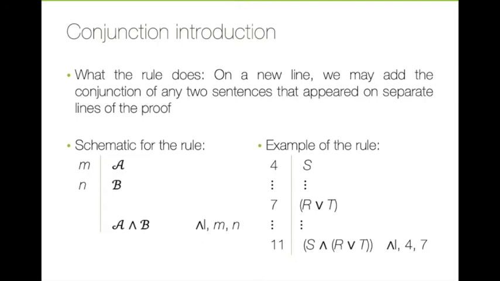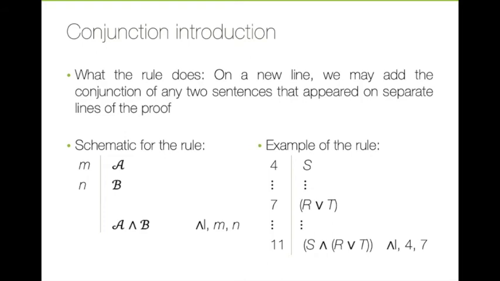So the schematic here says when we have some sentence A on line M and some sentence of truth functional logic B on line N, we can add the conjunction of A and B on a later line. And then we justify the new line by the rule conjunction introduction, here abbreviated with our symbol for conjunction and I. And then we also add the lines M and N on which we found our two conjuncts. And to the right here we have our example.